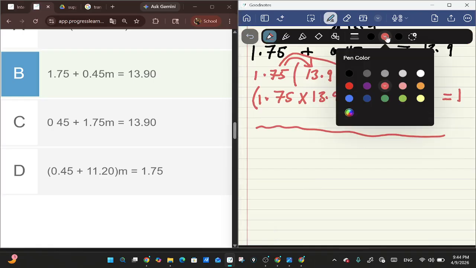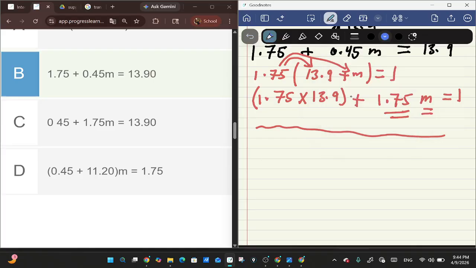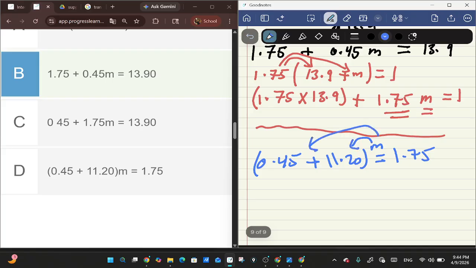So let's start with D like this. We can see 0.45 plus 11.2, equals 1.75. We have m outside, so we can use the distributive property like this. So 11.2 m plus 0.45 m equals 1.75.